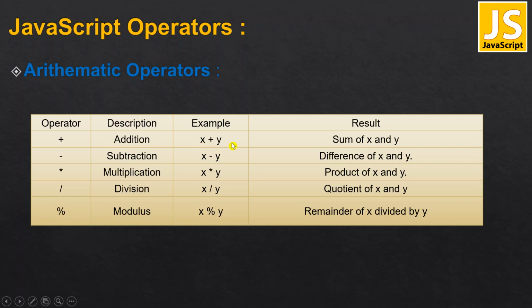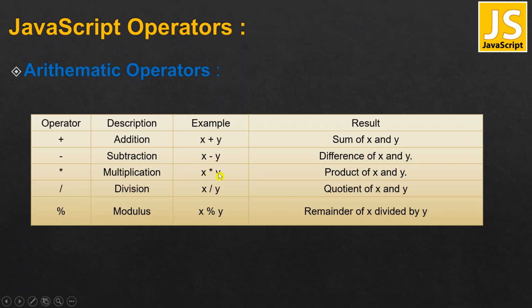So x plus y. x and y are called variable names. We need to put some data into the variables x and y, and then if you add these two variables with the plus sign, the addition operation will be performed over these two operands. x and y are called operands and plus is called the operator. Which category of operator is it? Arithmetic operator.